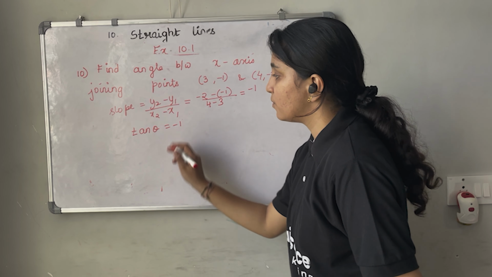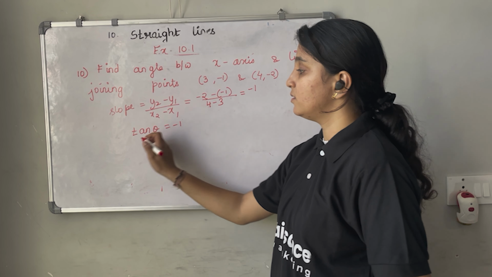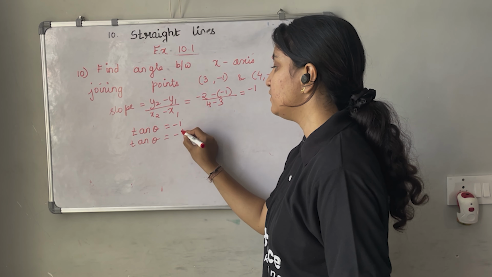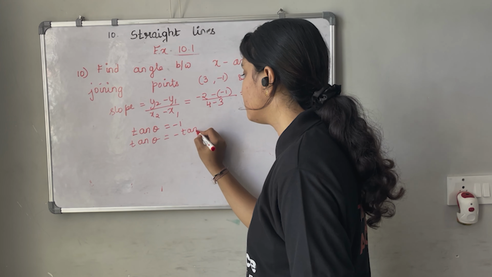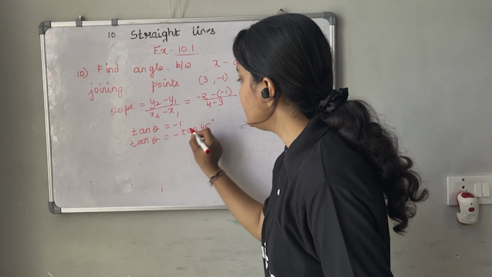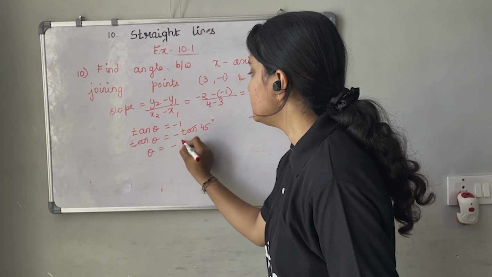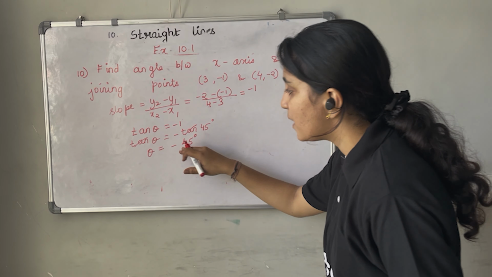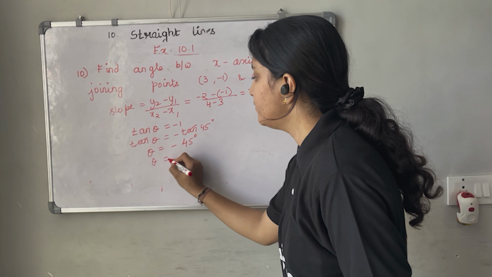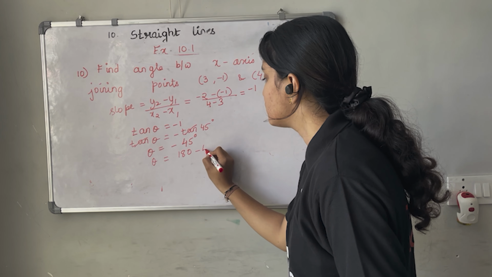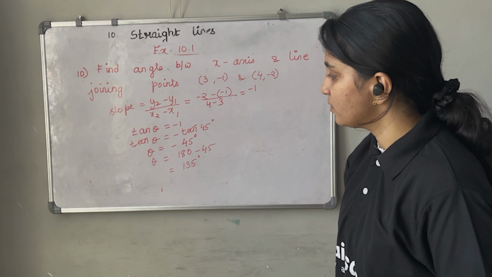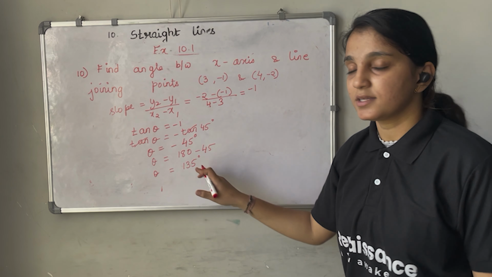Now you know for which angle you get tan theta equal to 1: tan of 45. Here tan gets cancelled, theta is minus 45. Now we don't keep this theta in minus form, so we have to change that. What we do is 180 minus 45, and that will give me 135. So we have found the angle, which is 135.